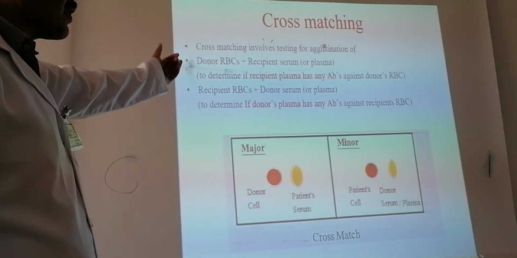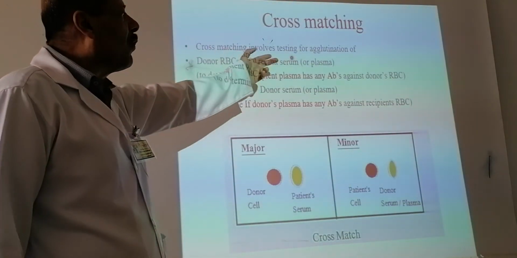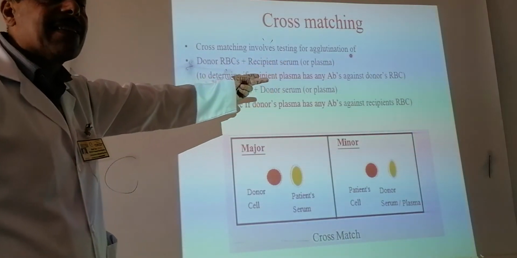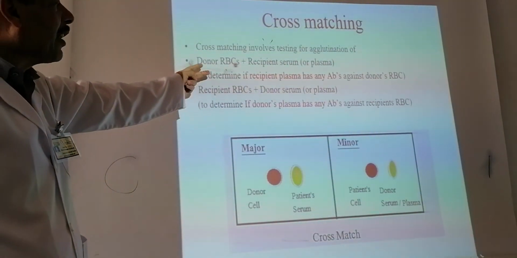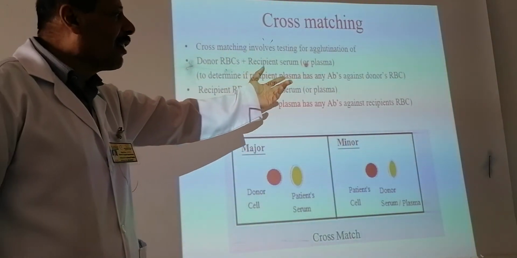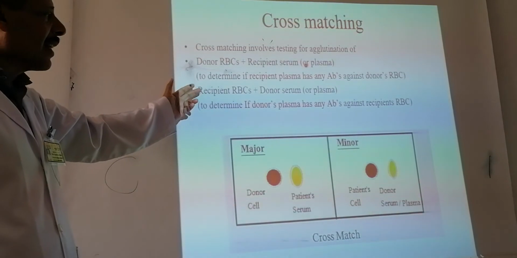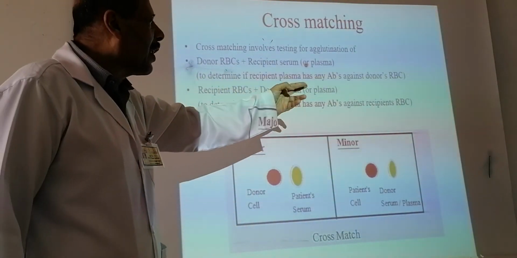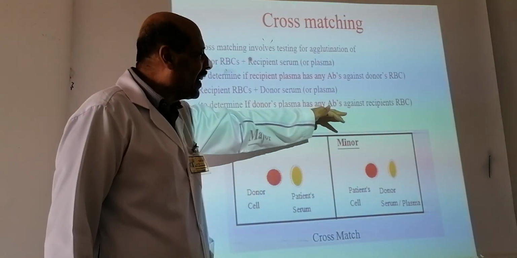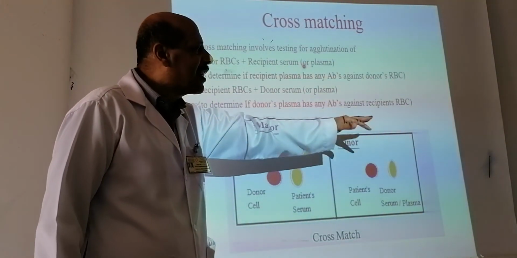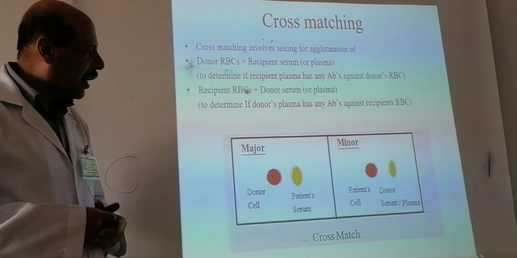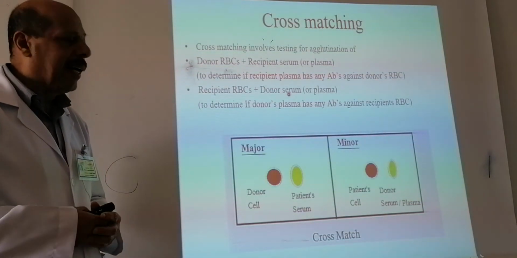The cross-matching, as I told you before, involves testing agglutination of donor red blood cells and recipient serum or plasma to determine if the recipient plasma has any antibodies against antigens on the donor red blood cells. Then recipient RBCs and donor serum or plasma determine if the donor plasma has any antibodies against the recipient antigens, in this case sometimes major or minor.